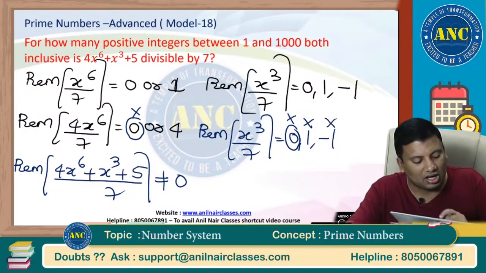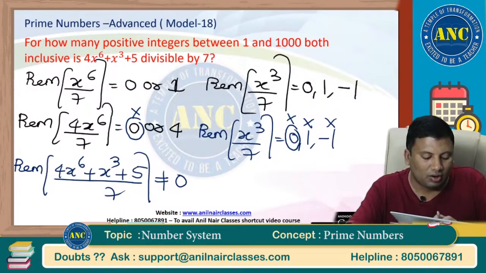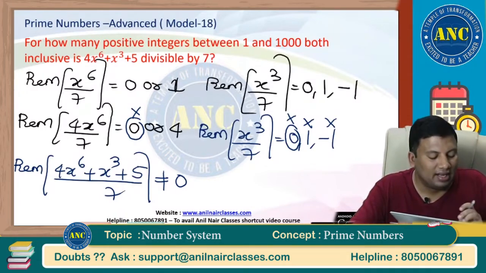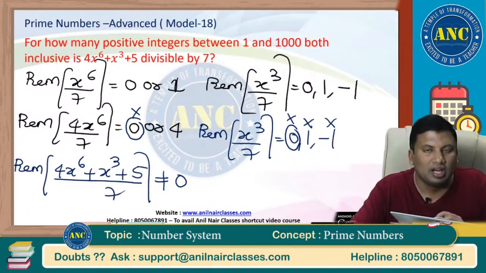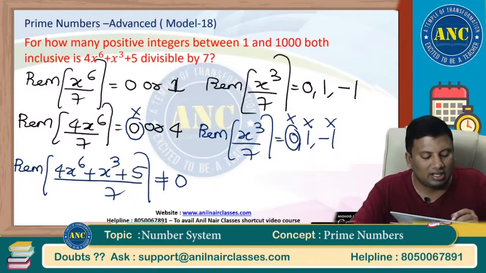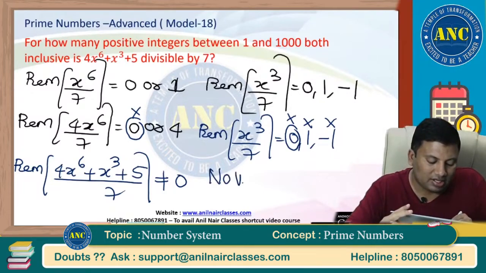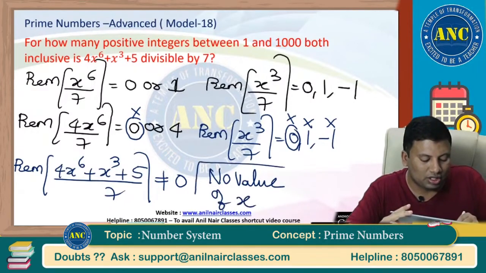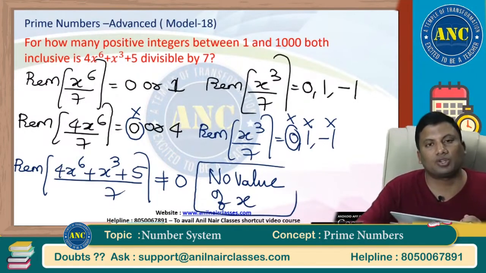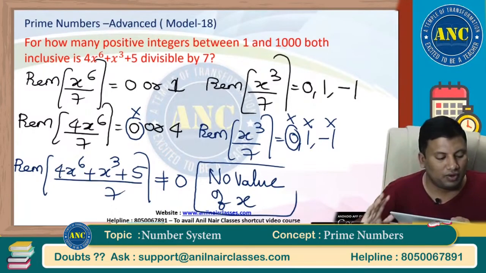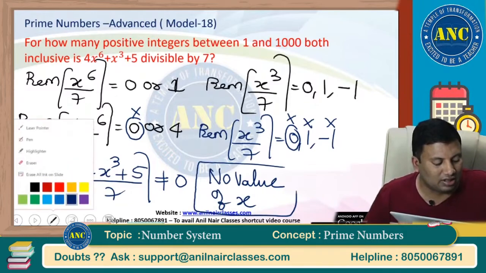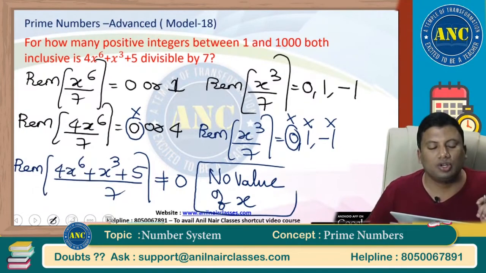This case is not possible. 4 plus 0 is 4, 4 plus 5 is 9, not divisible. 4 plus 1 is 5, 5 plus 5 is 10, not divisible. 4 minus 1 is 3, 3 plus 5 is 8, not divisible. No value of x will satisfy this expression. Very, very good question. It seems like a complicated question, but if you go step by step, there are good chances that you will get the answer. Just with a little carefulness, you have to do it.